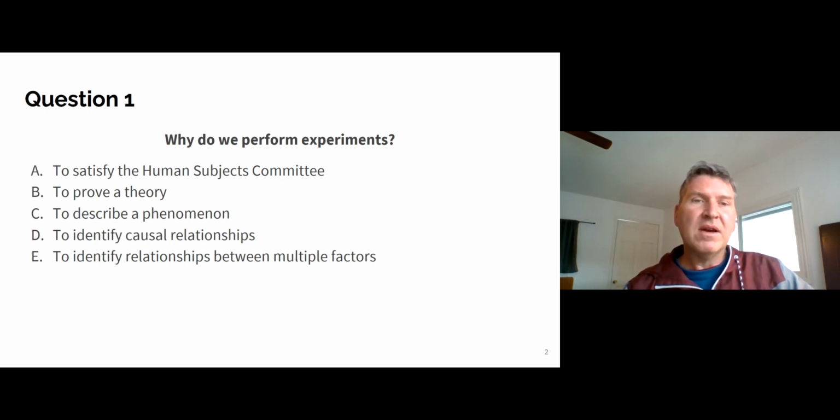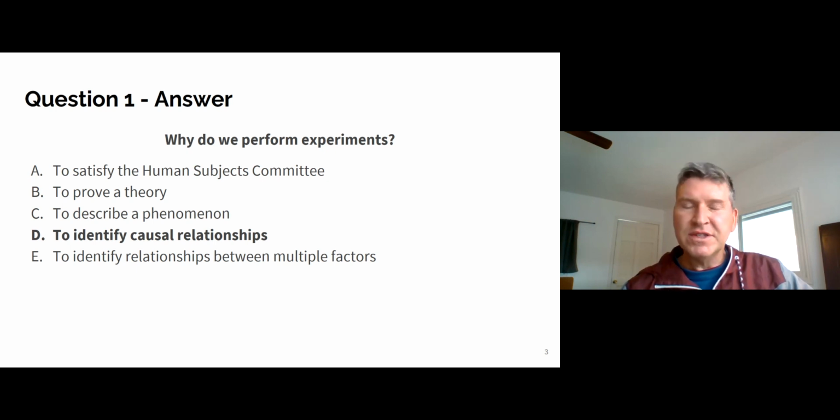To identify causal relationships, that sounds pretty good. And the last one is to identify relationships between multiple factors. So between D and E, D gives us a better idea of why we're going to perform an experiment. We're trying to show some kind of cause-effect relationship between some features that we're trying to introduce, some treatments, and the outcomes. So that is the best answer.